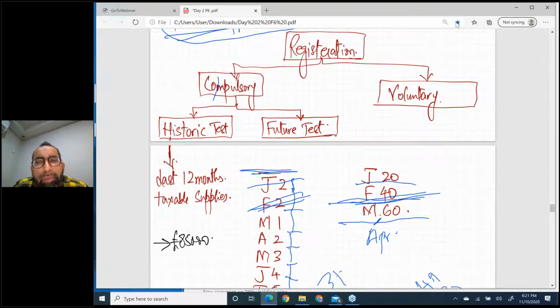But before doing voluntary registration, don't forget some consequences. After becoming registered, your products will be more expensive to customers, especially if your customers are the general public. Then they might shift to other shops. So be careful with voluntary registration.